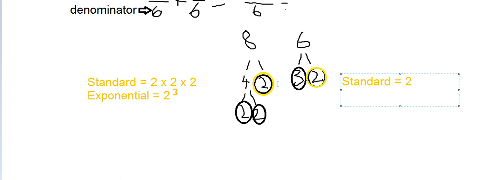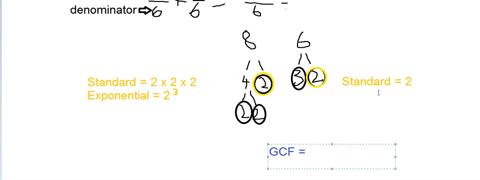Exponential form is for numbers that have multiple repeated factors. So 2 times 2 times 2 equals 8. For right now, as you can see here, there's only one 2 in common. So that means the GCF is 2. Got it? Or not? For right now, you learned how to find the GCF. So the GCF of both of the numbers is 2.